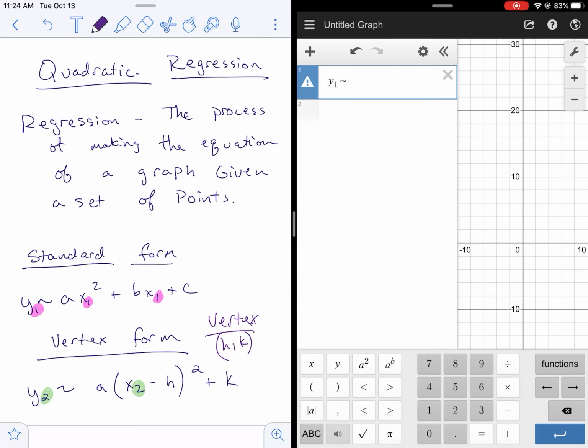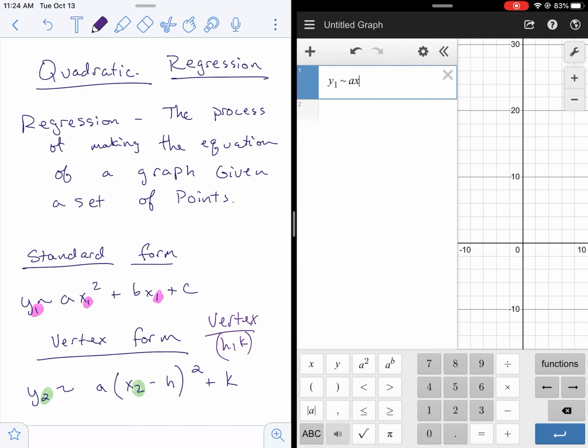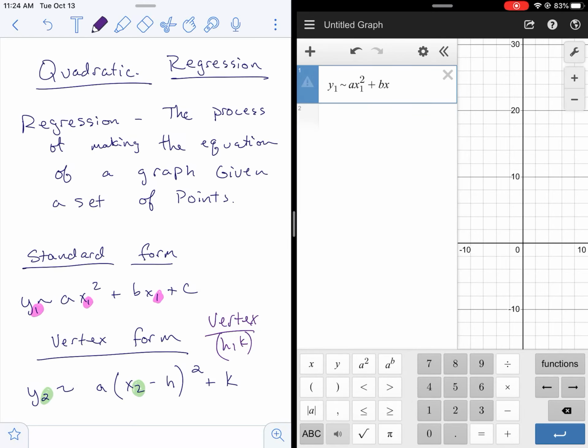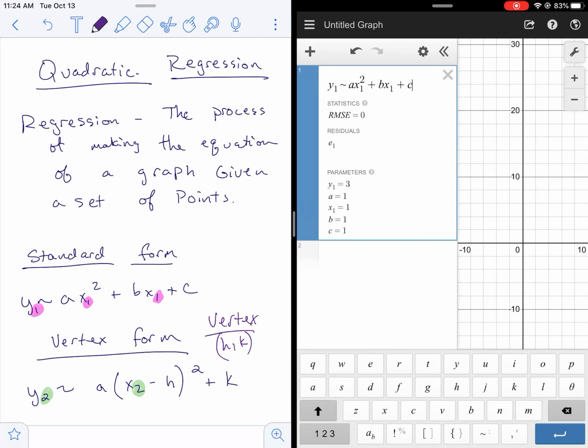All right, so y1 equals, now go find the a x1 squared plus, go find the b x1 plus c. Now you notice at the bottom it comes up with parameters: a equals 1, b equals 1, c equals 1. That's what they're going to tell us. They're going to tell us those numbers.